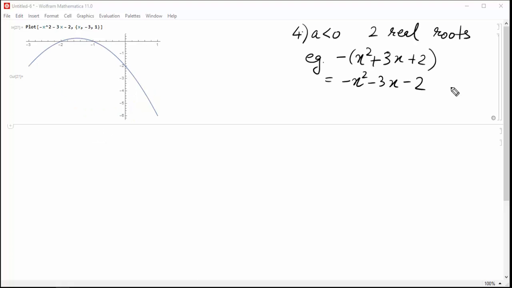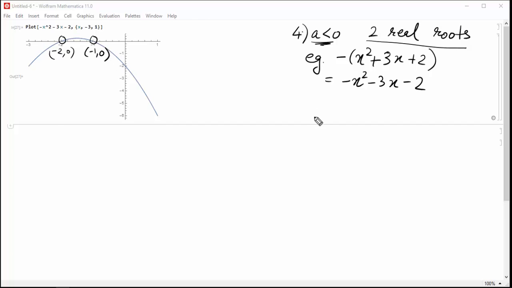Let's check out the fourth example where a will be less than 0 and there will be two real roots of this equation. For an example, we get minus x square minus 3x minus 2, and the graph looks something like this where x equal to minus 2 and x equal to minus 1 are the two roots of this equation. So this point is minus 2 comma 0 and minus 1 comma 0.